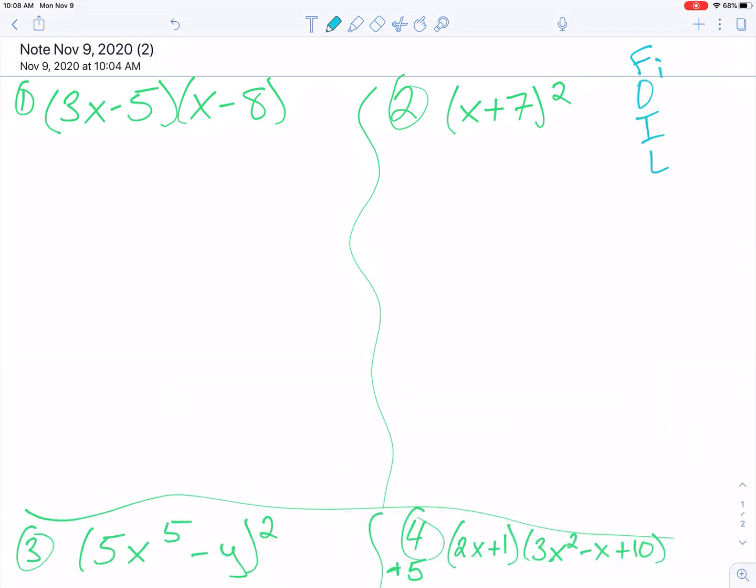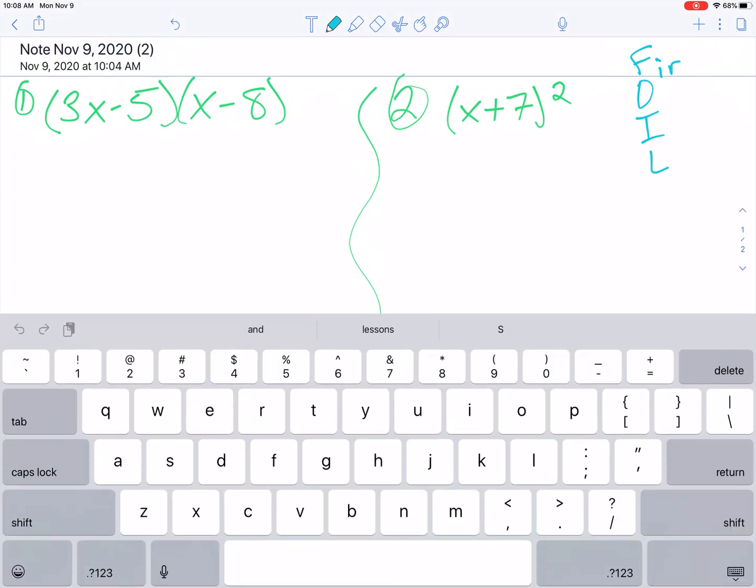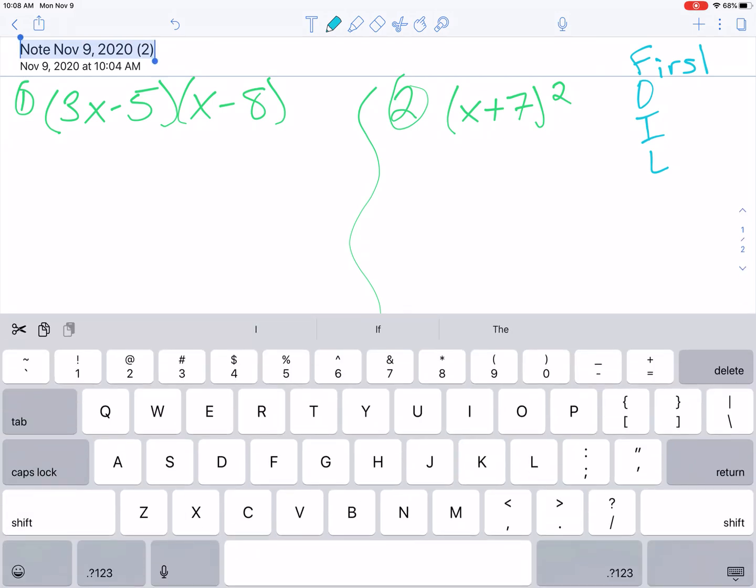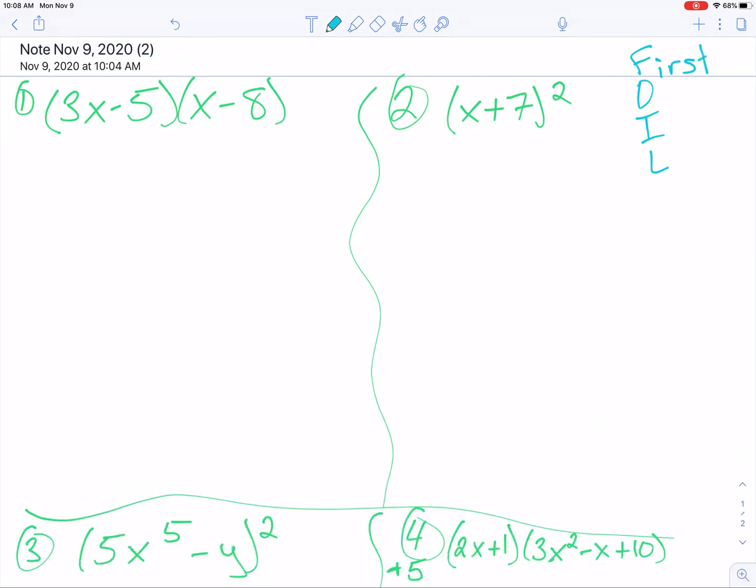and it stands for first, outside, inside, and last. And it was just kind of a way to help us remember to do distributive property.